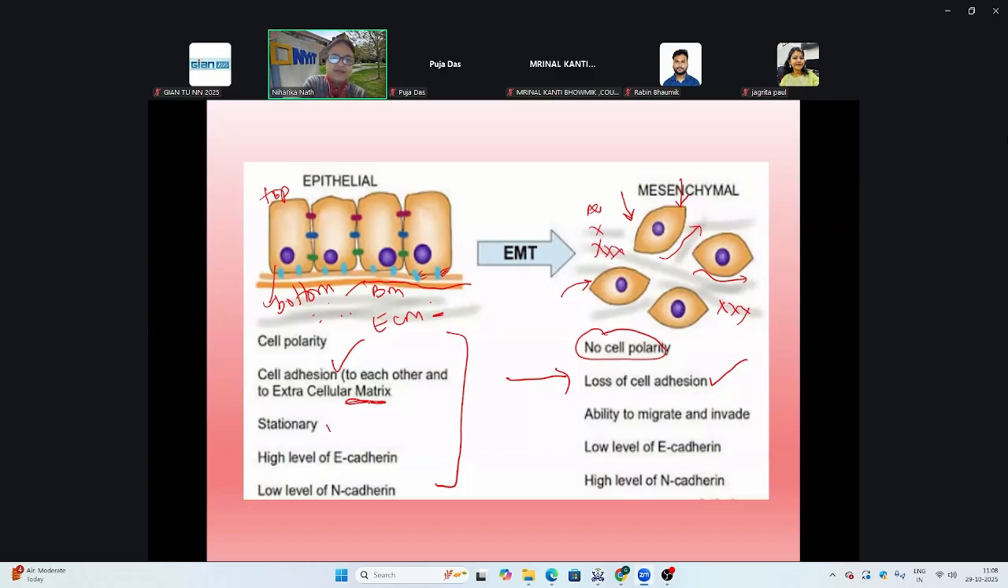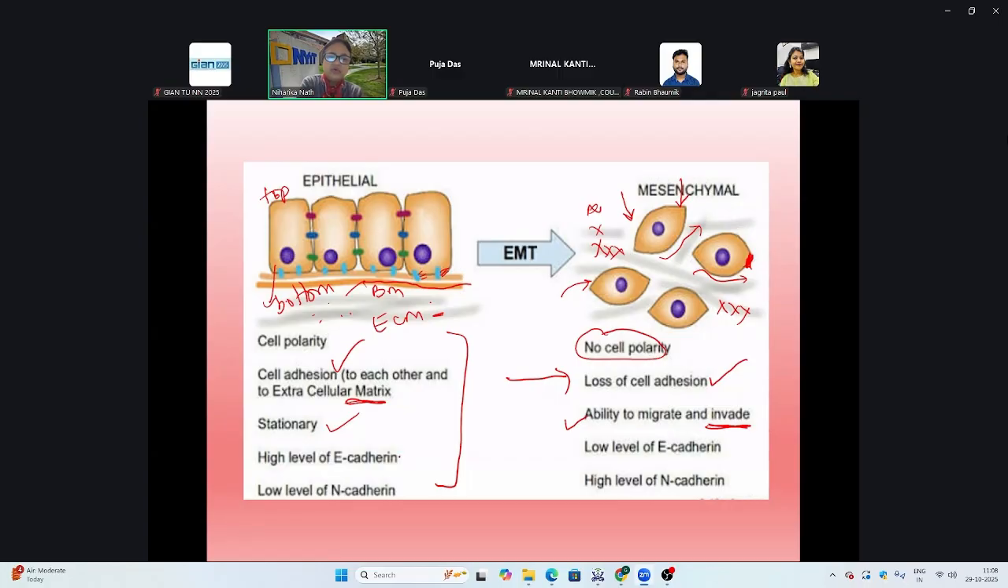Then epithelial cells are stationary. They stay in one place. They're all your tissues, but these are able to completely migrate. And they are going through tissues, going in through blood. And so they will invade. They can even squeeze further, and go to other locations.